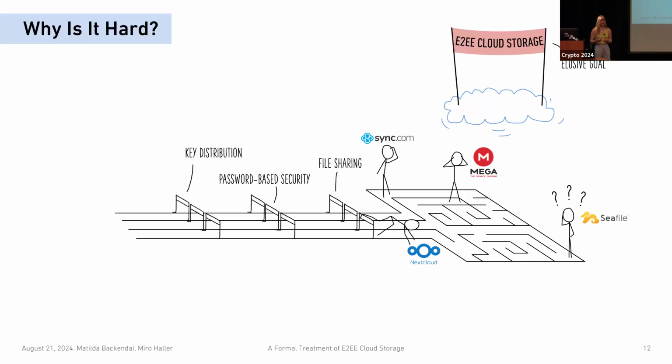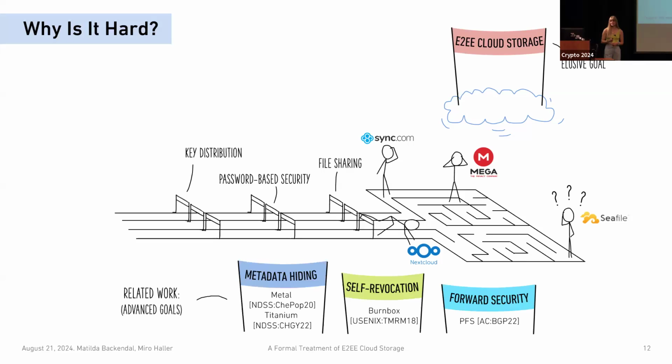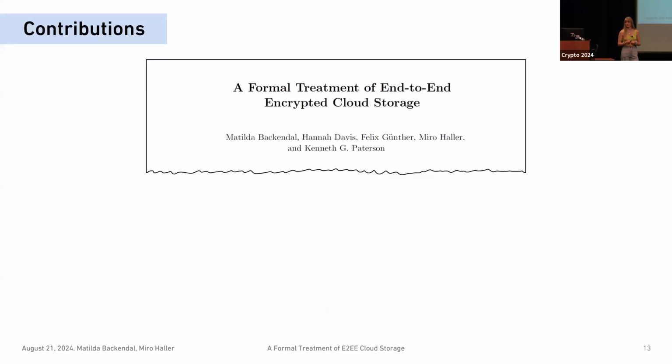Of course, there's been other academic work on cloud storage, but it's either focused on more specific settings, for example, backups for secure messengers, as we'll see in the next talk, or more advanced security goals, like metadata hiding, allowing a user to revoke their own access, or providing forward security for deleted files. But there was no formalization of the basic security goals for end-to-end encrypted cloud storage. So that's what we set out to change.